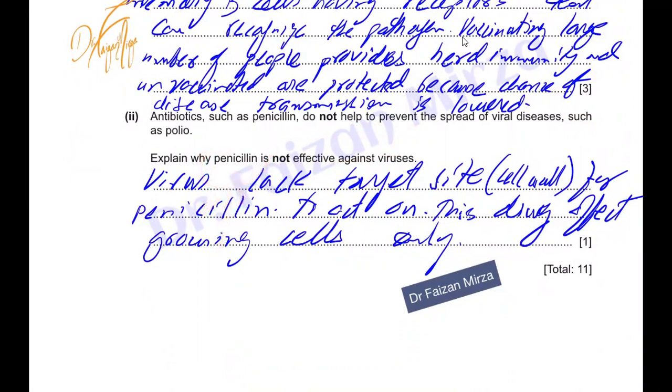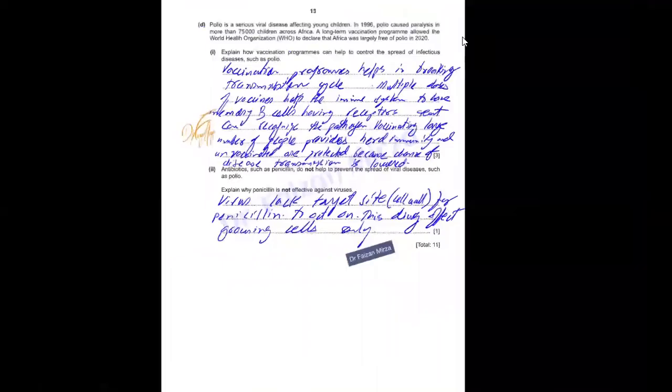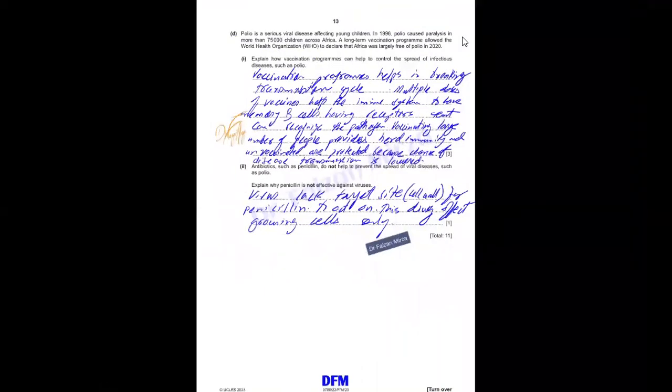So why is the virus not affected by penicillin? Because viruses lack the target site, the cell wall, for penicillin. They do not have peptidoglycan. You can include the term peptidoglycan here. There is no peptidoglycan cell wall, because they are asking why it is not effective. Plus, you can also state this drug affects growing cells only. Although it is a 1 mark answer and needs 1 point, both points can be added. Obviously, they will tell you the first mark point, so your first point must be the most relevant one.